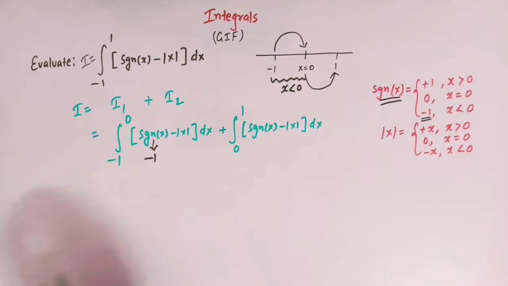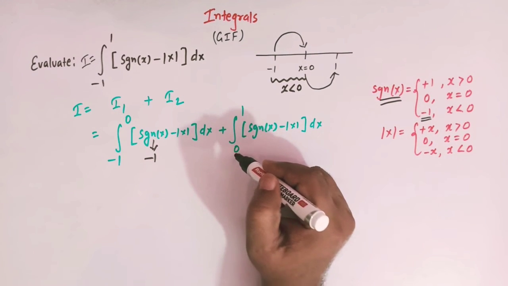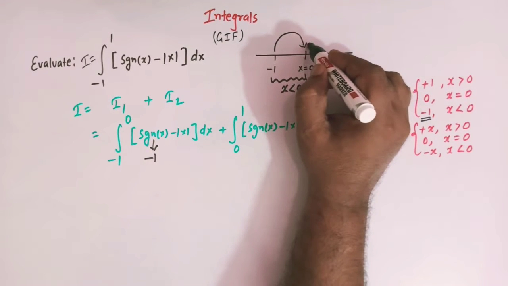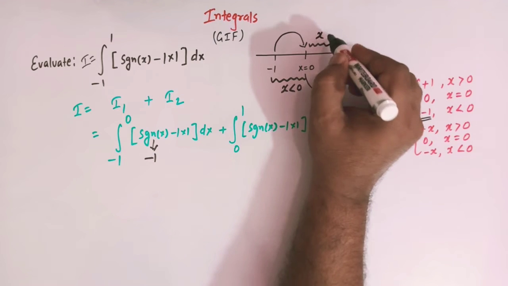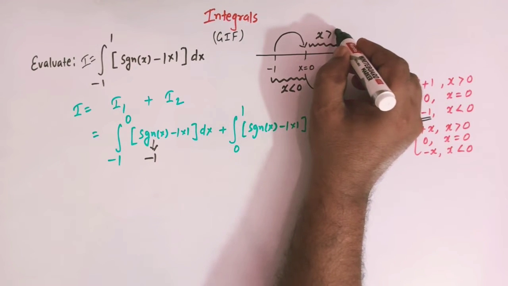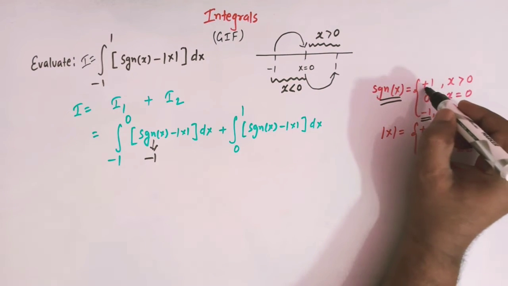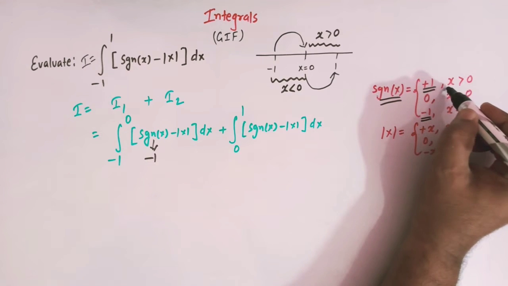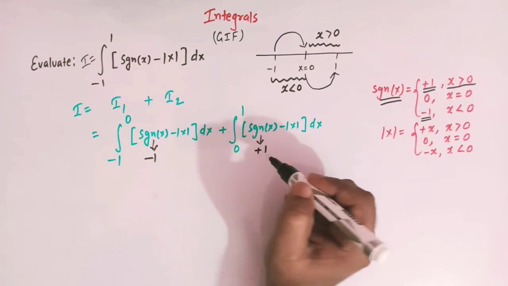So here signum of x will be equal to -1, right? Okay, and here in case of I2, when we go from 0 to 1, obviously all the values of x which lie between 0 and 1 are greater than 0, right? So in this case signum of x will be taken as +1, right? Because x is greater than 0. So here we'll have +1, right?